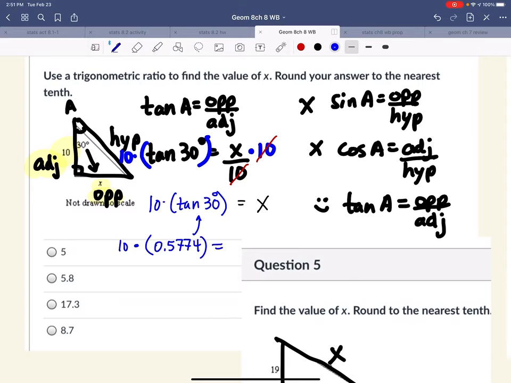And now I'm going to take that number on my calculator and multiply it by 10. I get approximately 5.77. That'd round up to 5.8. So I found my answer. Nice work, guys.